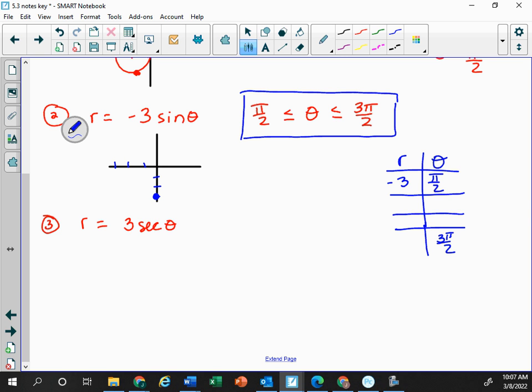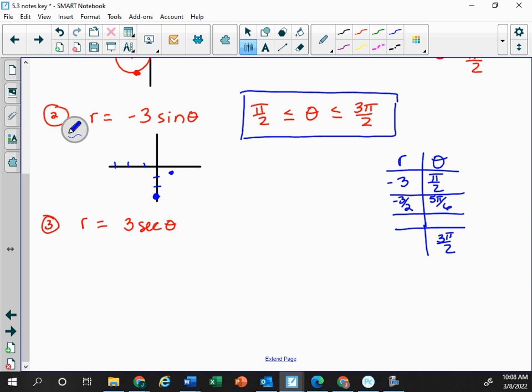What do you want to use for theta in between pi over 2 and 3 pi over 2? What would be easy? 5 pi over 6? Okay. Yeah, over 6's would be good. So what is the sine of 5 pi over 6? 1/2. Okay, and then what would the r value be? Okay, -3/2. So I'm going to go over -1.5, and then I have to go all the way around 5 pi over 6. Eyeballing it, that's somewhere over here.